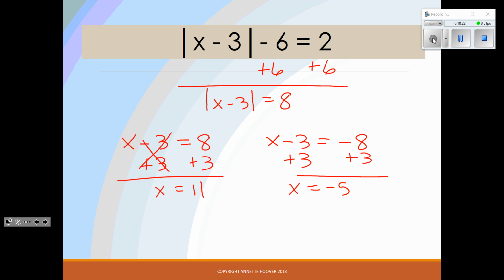So let's check these and see if they would check out. If we put 11 in for x, 11 minus 3 is 8, and the absolute value of 8 is 8, and 8 minus 6 is 2, so that one checks. If we plug in a negative 5, negative 5 minus 3 would be a negative 8, and the absolute value of negative 8 is 8, and 8 minus 6 is 2. So that one also indeed does check out.